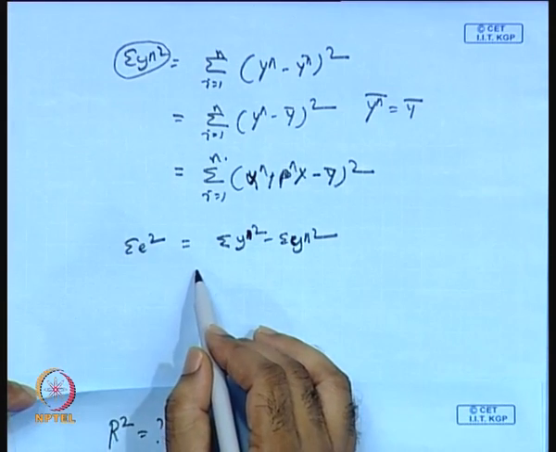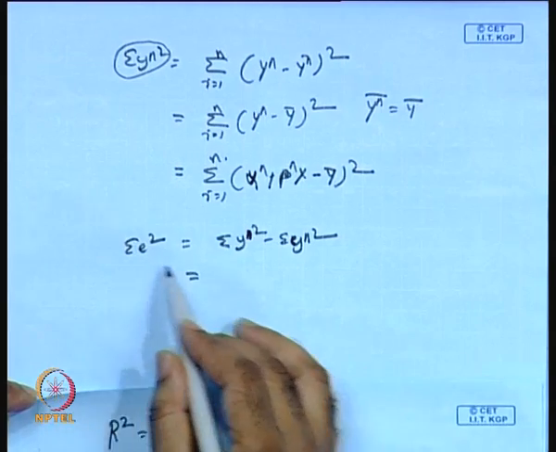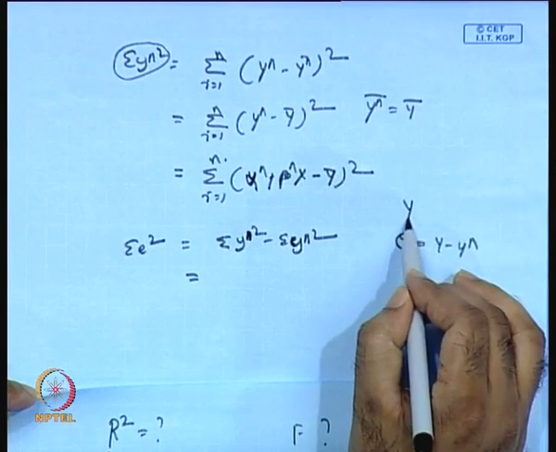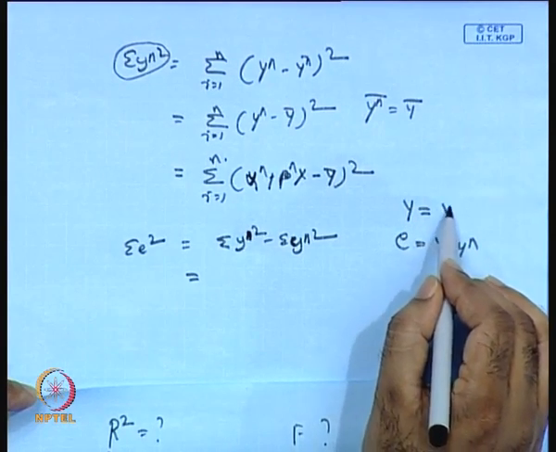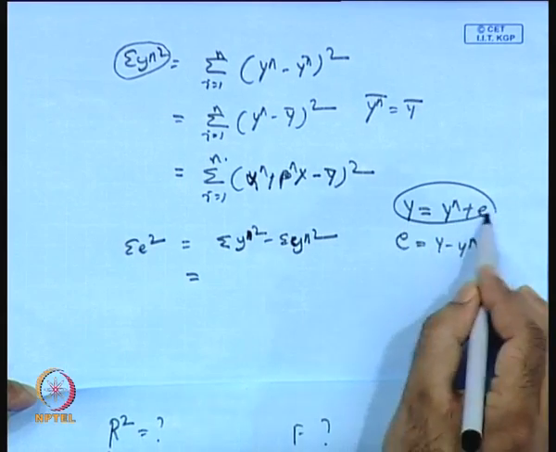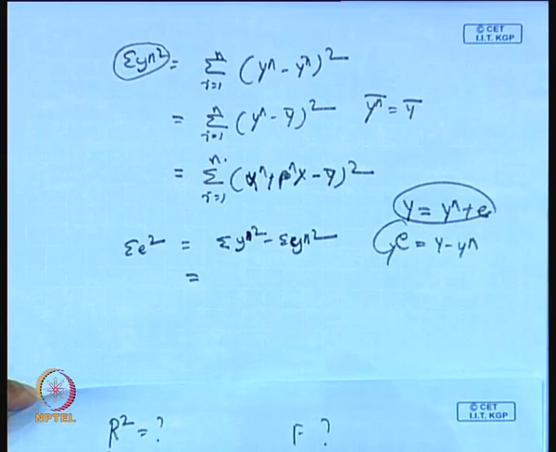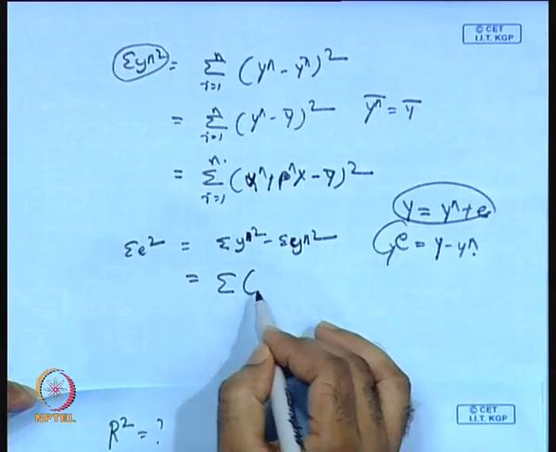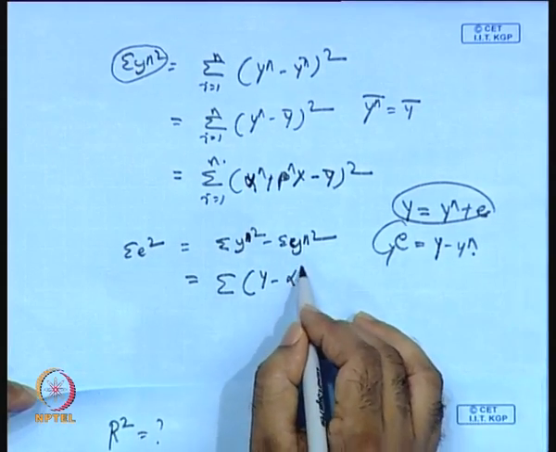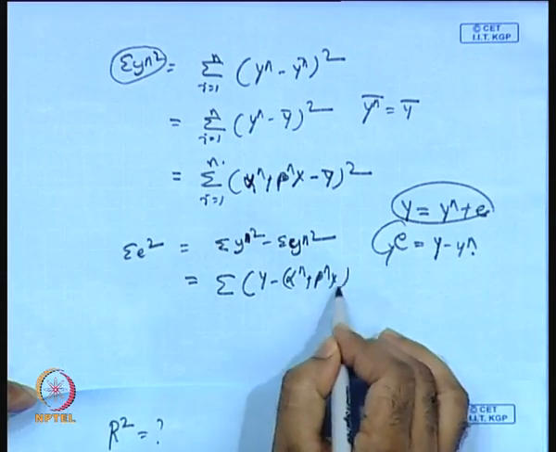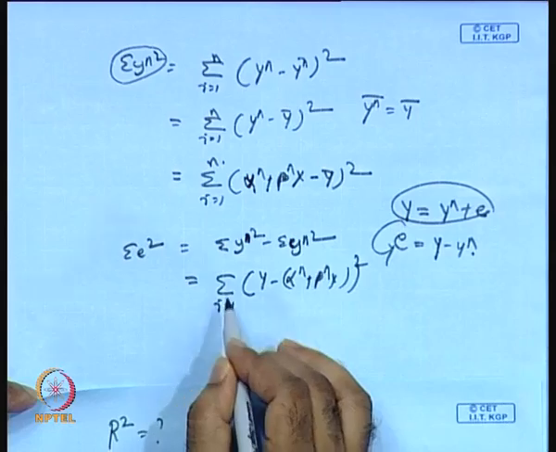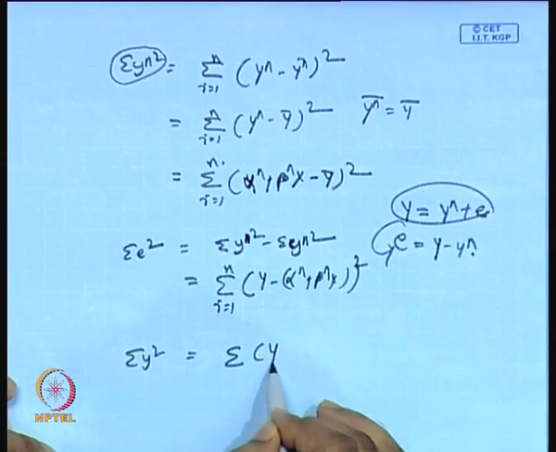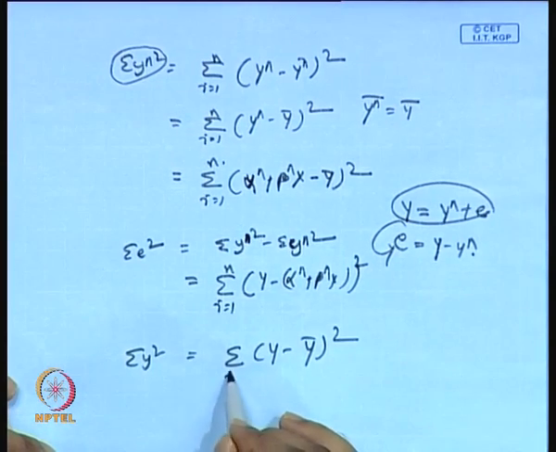How will we write it? e is the deviation. e is nothing but y minus ŷ, because the overall structure is y equal to ŷ plus e. This is how the error component is defined. So, when we go for deviation, it is nothing but (y minus α̂ minus β̂x) whole squares, i equal to 1 to n. The third component is summation y square, which is nothing but summation (y minus ȳ) whole squares, i equal to 1 to n.